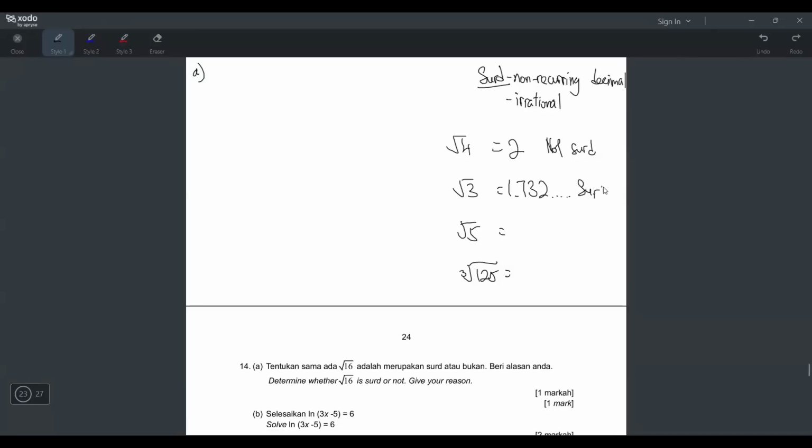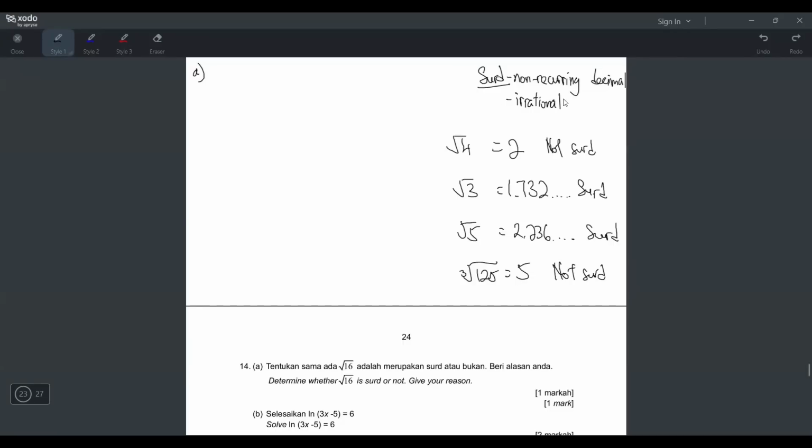So this is a surd, right? Next one, square root 5. Let's press square root 5. What does my calculator give me? 2.236 and it also keeps going, right? And the digits never repeat. So this is a surd also, right? Okay, what is cube root 125? This one is 5. If it's 5, it means it's an integer, so it's not a surd, right? It will only be a surd when you get a non-recurring decimal answer.